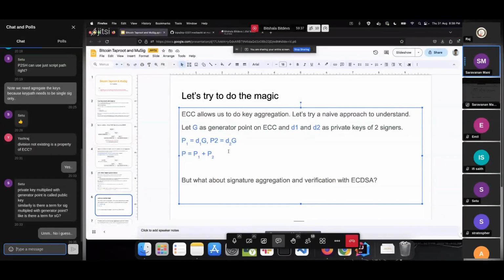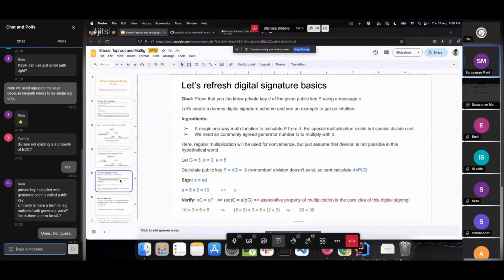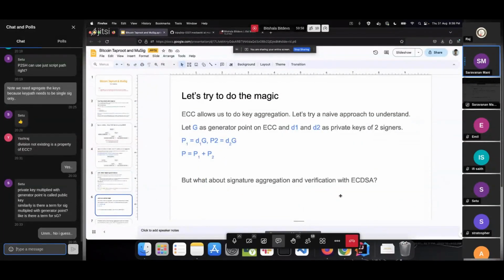But now we just did the addition of the public keys, and now we need to see how the signature is also aggregated, and how the verification is done with ECDSA. For those who are not familiar, Bitcoin originally used ECDSA, the digital signature scheme, like the one that we just saw here. ECDSA is a proper digital signature scheme, which is very complex, very sophisticated. Let's try to do this signature verification, because the public key aggregation is very simple. It's not a big deal.